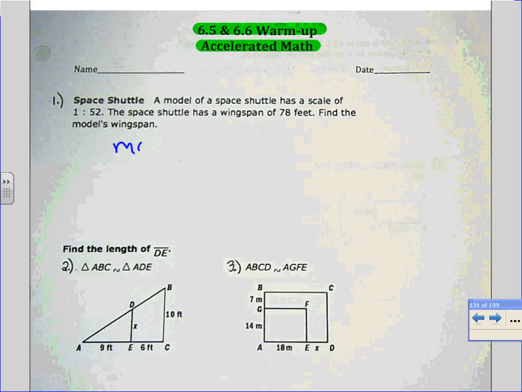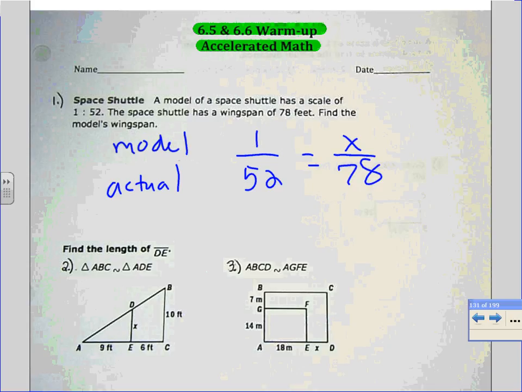Zach, what did you use for your proportion? Okay, no. You got to do 1 over 52 equals x over 78. That's why. You got to set up your proportion first, then solve for x. Okay? Use cross product, solve. Emma H., what should we get? Good. 1.5 is the model's wingspan.